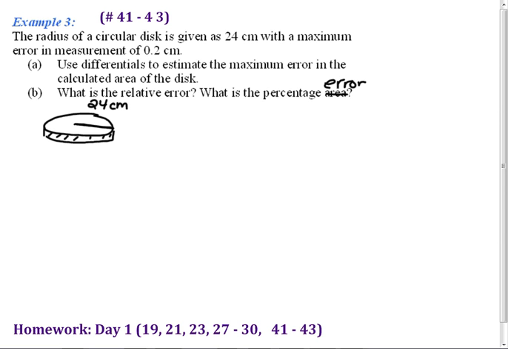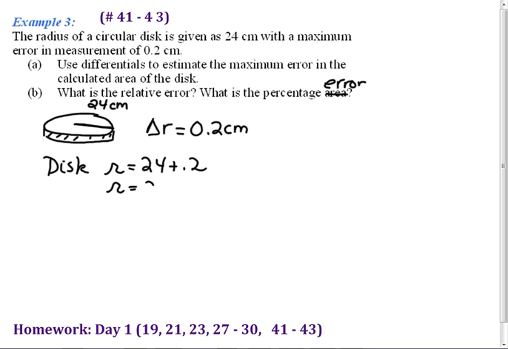But anyway, I want to find out what kind of error in my area I will have if I have an error in my radius. The change in the radius is 0.2 centimeters. So I could have a disc where the radius is equal to 24 plus 0.2, or 24 minus 0.2. The specs say I'm okay if I only make 0.2 of a centimeter error in my radius. So what would the corresponding error be in your area?